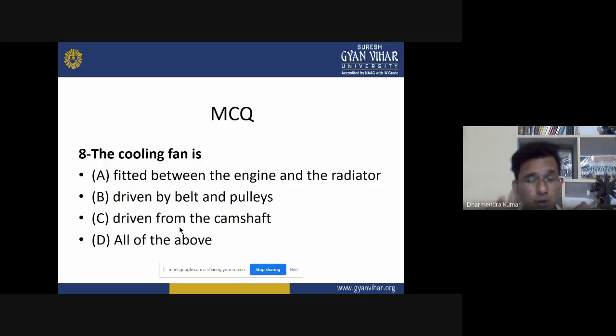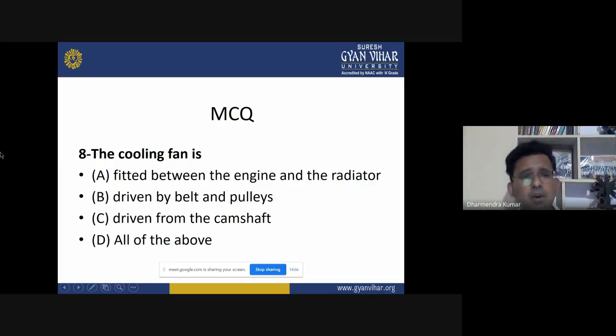We have already talked about the cooling fan associated just below the radiator, because when the cooling fan is moving, it ensures the maximum amount of heat dissipating into the air. It is also driven by the belt and pulleys, because if we are not using belt and pulleys, then there is no other component which runs that cooling fan. And third, it is driven from the camshaft.